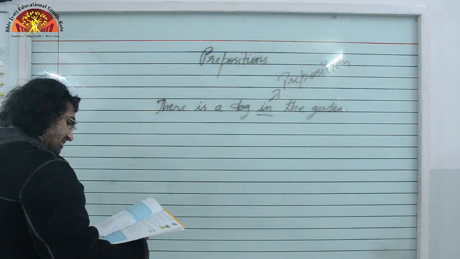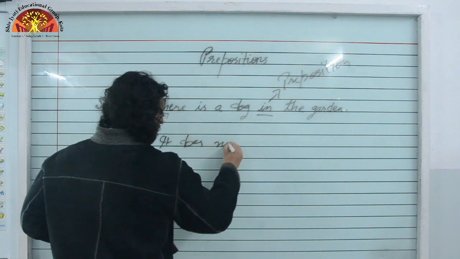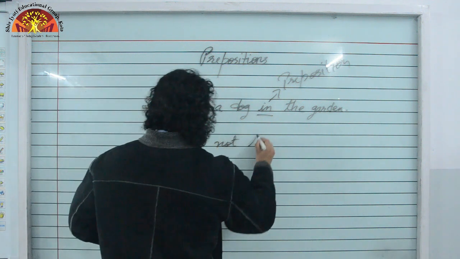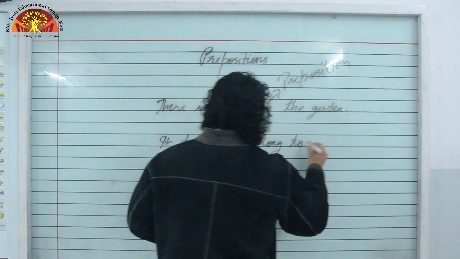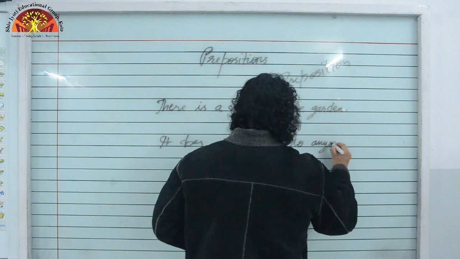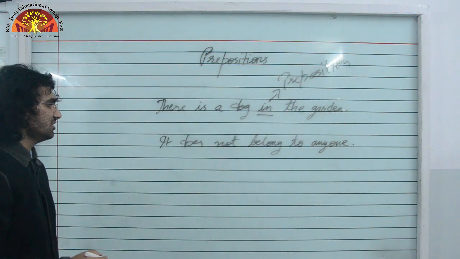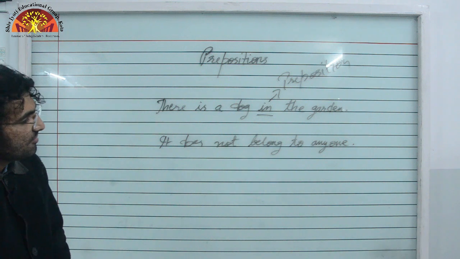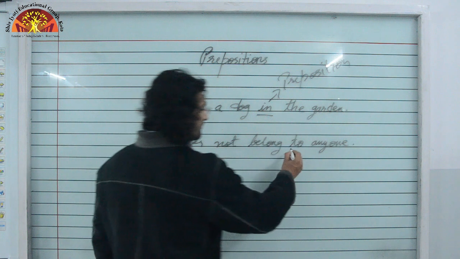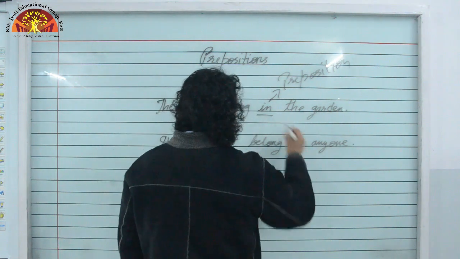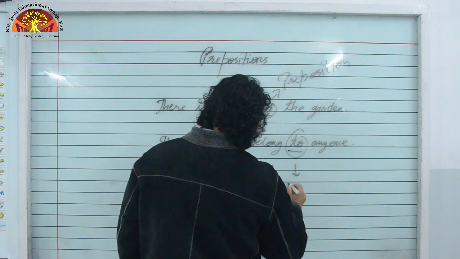Okay. Then see the second one. It does not belong to anyone. Yes, what is the preposition in this sentence? What is that word? Yes, you're right. To is the preposition here. Here in and here to. To is a preposition.